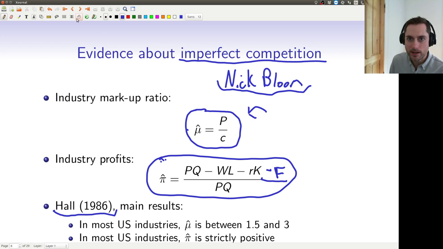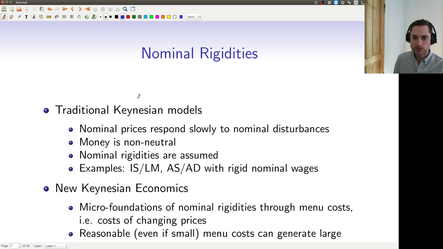Now, what about nominal rigidities? In traditional Keynesian models, you're going to have prices that respond slowly to nominal disturbances. If you print money, you're going to increase demand, you're going to change production. Basically, these nominal rigidities are just assumed. So what are some examples? If you've ever seen an IS-LM model, that would be maybe the most typical example. If you've seen an aggregate demand, aggregate supply model where you have rigid nominal wages, say, where the economy changes, but you can't change the wages in the first period, you can only change them in the second period or something. That would be another example.